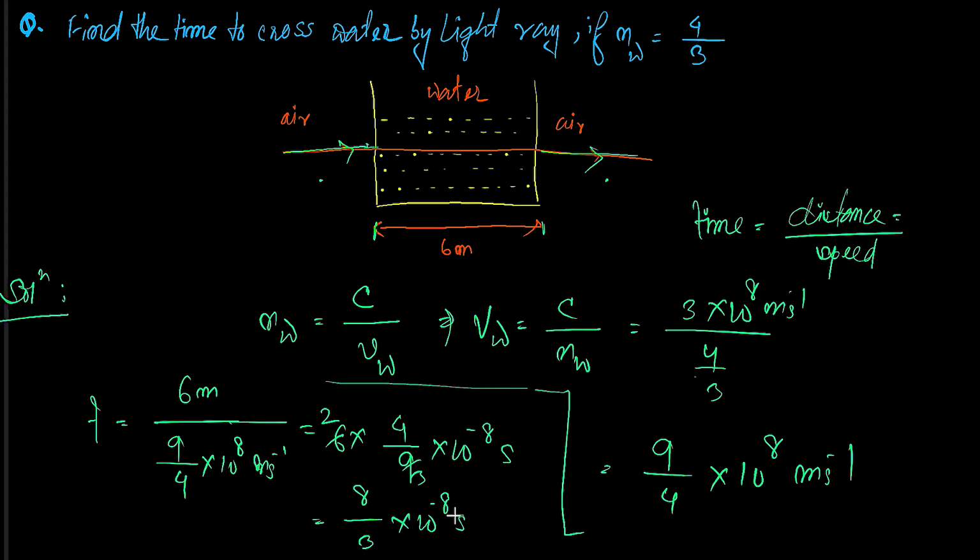If you want to keep it like that, you can. But if you want to solve it a little bit, it's going to be 2.67 into 10 to the power minus 8 second. This is going to be the answer. This is how you solve it. First you calculate the velocity, or speed, of light in water. Once we calculate the speed, we use the relation time equal to distance by speed. This is our solving of this question.